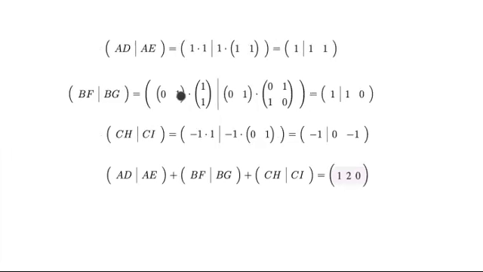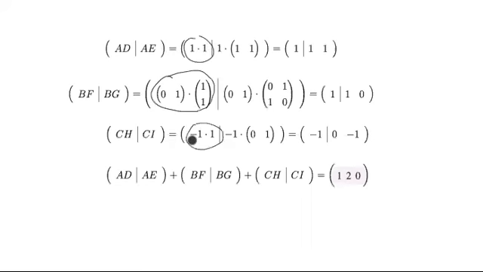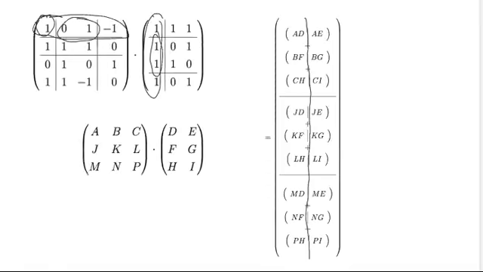So we see AD is 1 times 1 right there. Then we have 0, 1 times 1, 1. And then we have -1 times 1, so -1 times 1 right there. Okay, and then we add those parts together, and adding these together actually gives us that 1 right there.